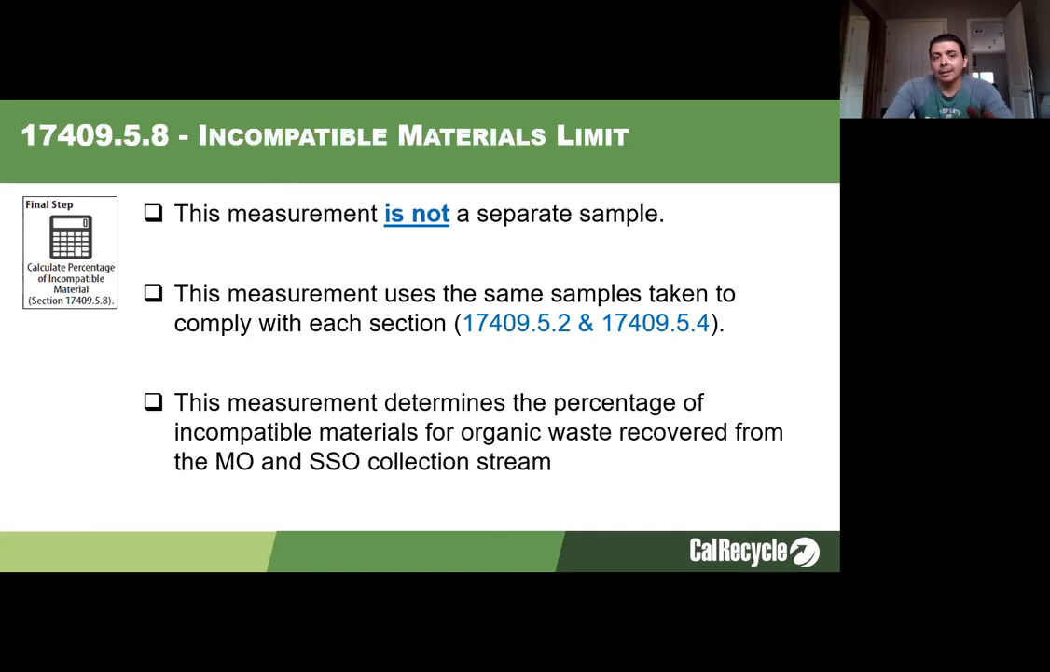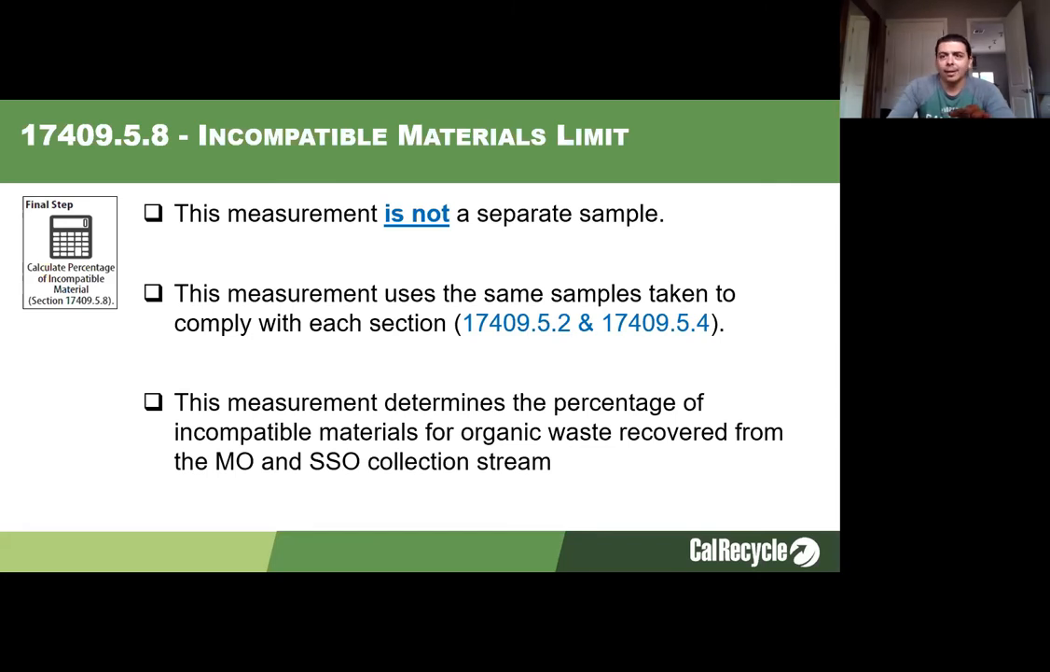One thing we want to make clear is that when calculating the incompatible material limit, this measurement is not a separate sample that the operator has to take. The operator can calculate this using the same samples taken for either mixed waste recovery or source separated recovery. And as I mentioned, this measurement determines the percentage of incompatible material in the organic waste recovered from both the mixed waste and the source separated streams.